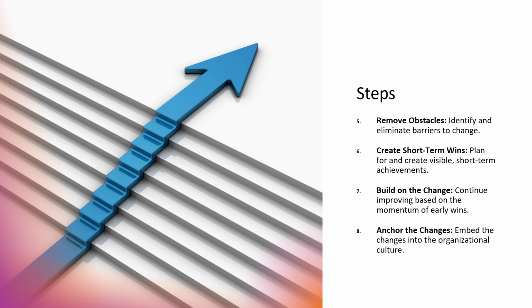Number 7 is build on the change. So that's continuing improvement based on the momentum of early wins and that positive encouragement. And then 8 is anchor the changes. This one's very similar to the refreezing phase from the last theory. It embeds the changes into the organizational culture.